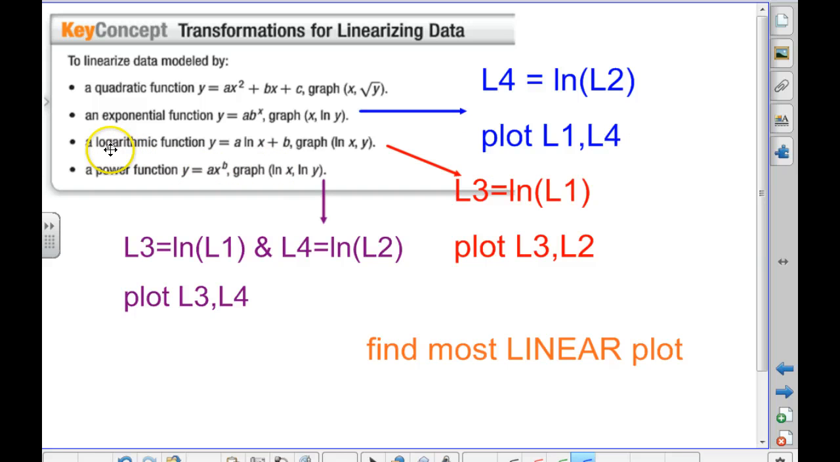When we do a logarithmic function, we're going to, into list 3, put the natural log of list 1. And we're going to plot the natural log of x, which will now be in list 3, against y, which is going to be in list 2. And if we decide a power function looks like the best fit, the test for that is ln of x, ln of y, which will be in list 3 and list 4. We want to see which one of these shows up the most linear.